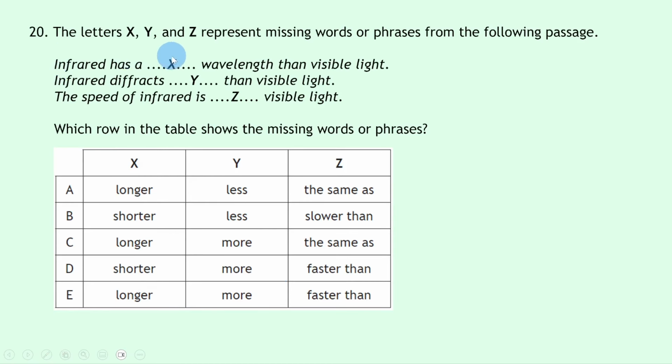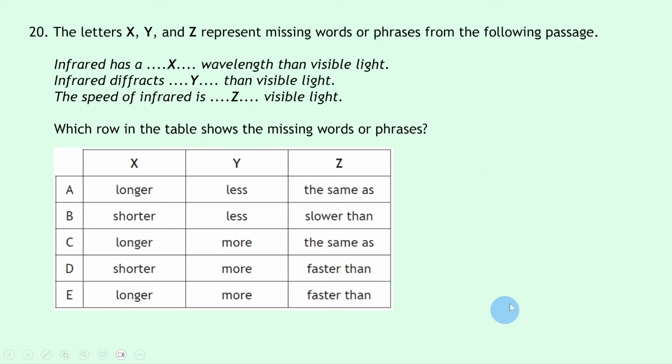Question 20 says the letters X, Y and Z represent missing words or phrases from the following passage. Infrared has a X wavelength than visible light, infrared diffracts Y than visible light, and the speed of infrared is Z visible light. Which row in the table shows the missing words or phrases?